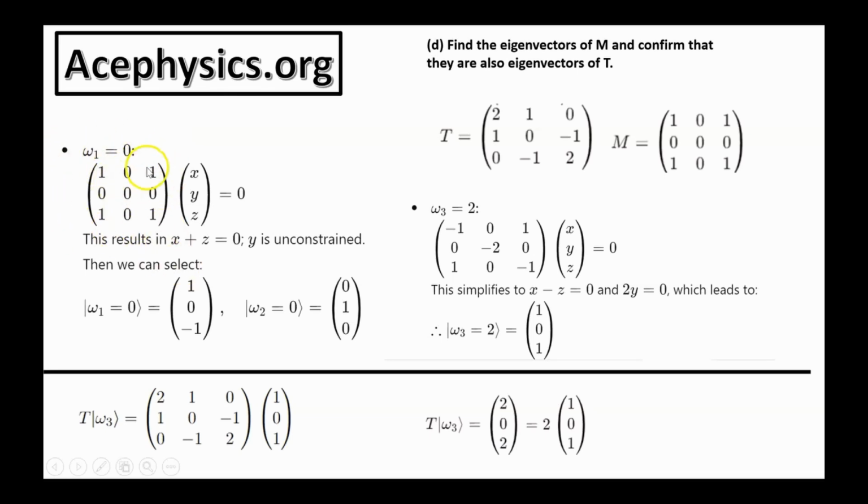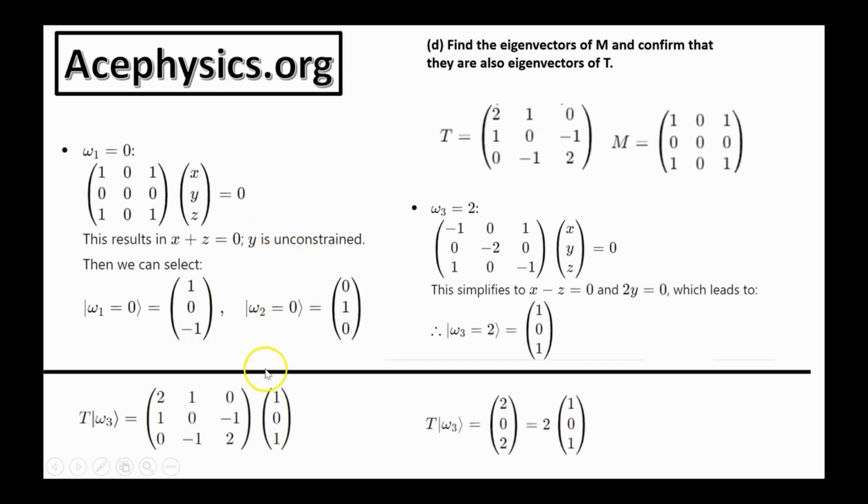I still have M. So if I take the matrix M and I multiply it by the vector x, y, z and set it equal to 0, that tells me that x plus z is equal to 0. That tells me that y is unconstrained. Y can be anything that I want it to be, and those are the equations that I have. So I know that x is equal to negative z, and I'm going to just choose y to be 0 because y can be anything I want it to be. And so one of the eigenvectors corresponding to omega 1 equal to 0 is 1, 0, minus 1.